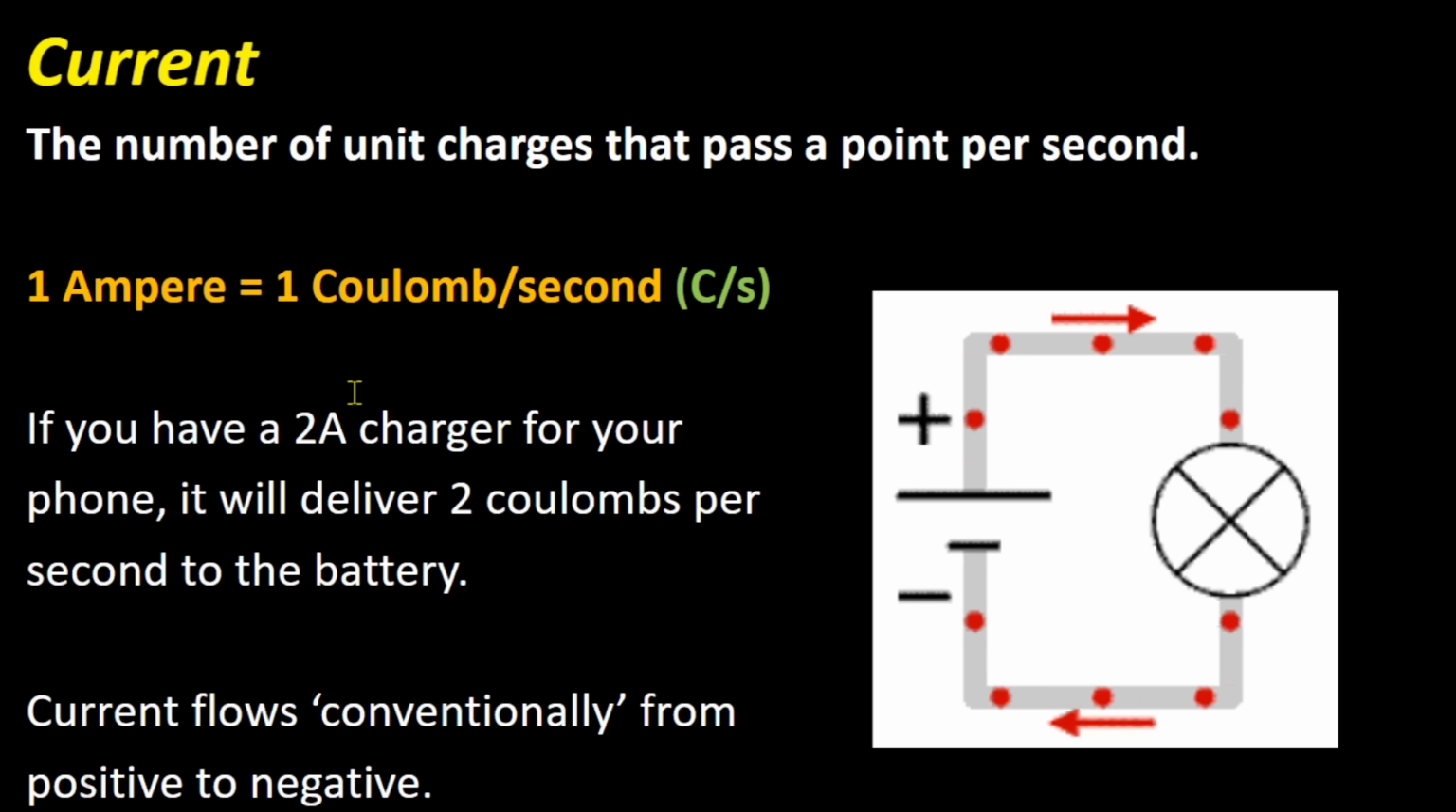If you have a 1 amp charger, it's only going to deliver 1 coulomb per second, so it'll take longer to charge your phone. Current flows conventionally from positive to negative. The opposite of that is called electron flow, which flows from negative to positive.